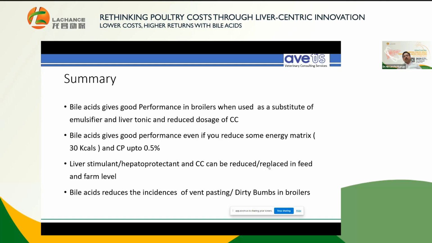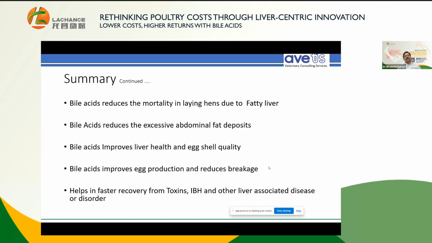Liver stimulant and hepatoprotectant products, which are very commonly used in India, can anyway be replaced. As a lipotropic product, choline chloride we have reduced by 50%, and somewhere by 75%, and it has given excellent results without any doubt or hiccups wherever people are using it. Bile acid reduces the incidence of vent pasting or dirty bums in broilers. This has also been shared by customers and consultants.